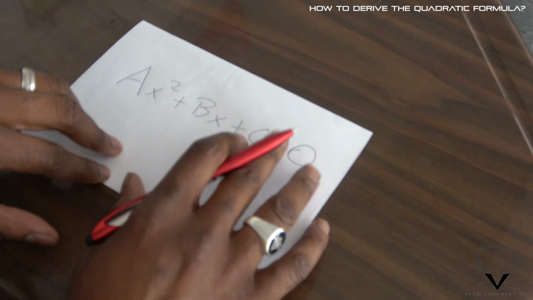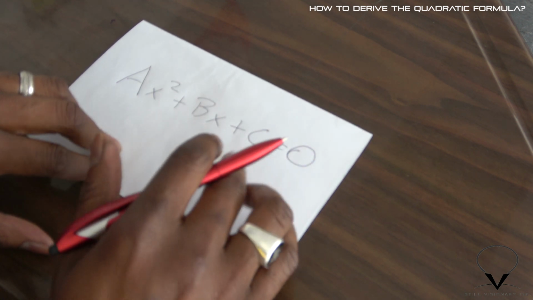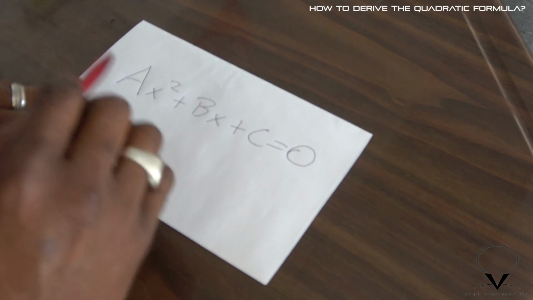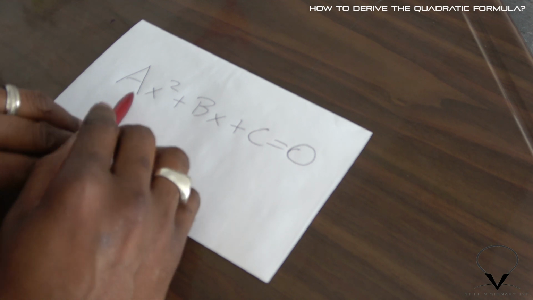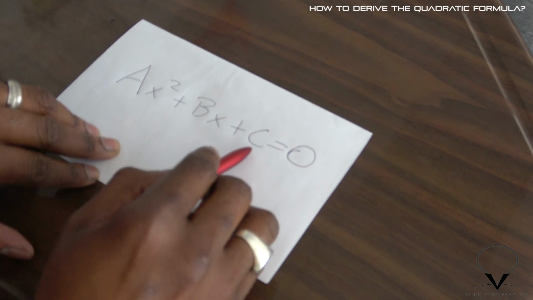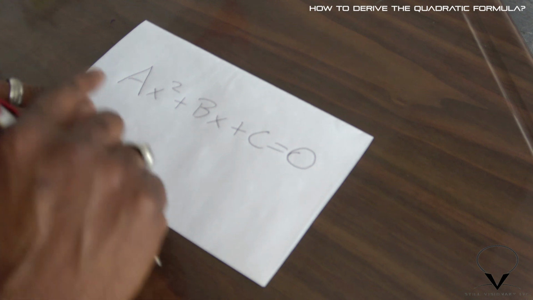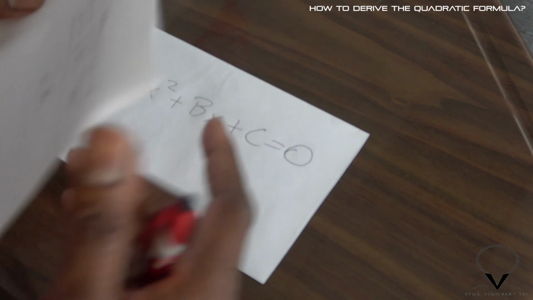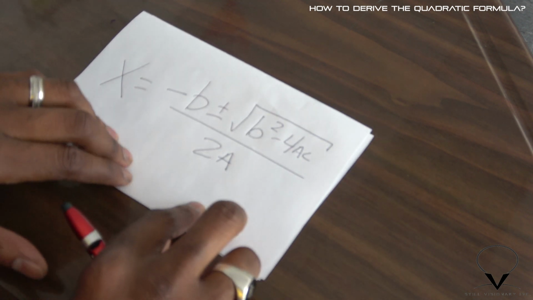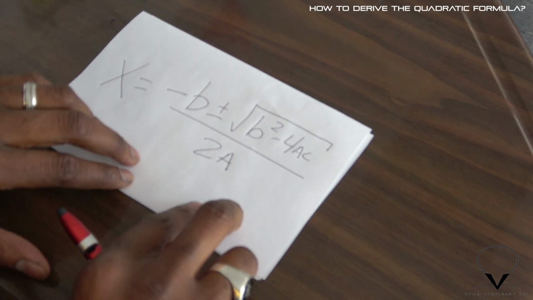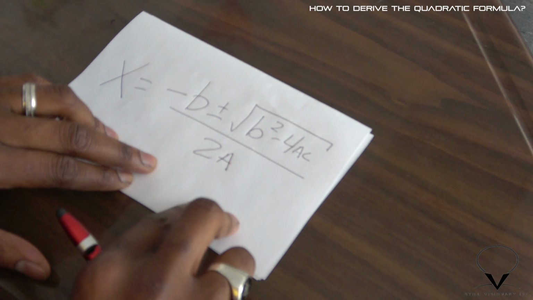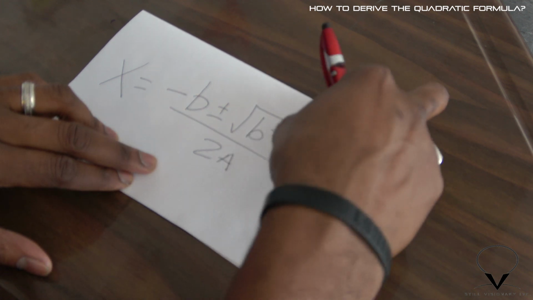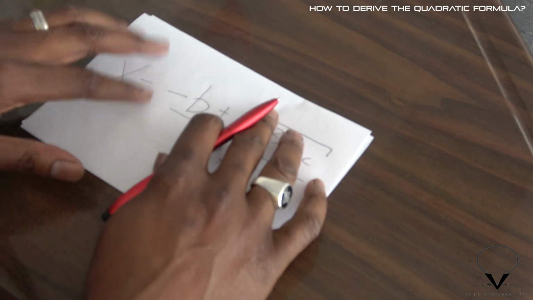So what we're going to do today is convert the quadratic equation in standard form, ax squared plus bx plus c equals 0, to the quadratic formula, which is x equals negative b plus or minus the square root of b squared minus 4ac, divided by 2a.